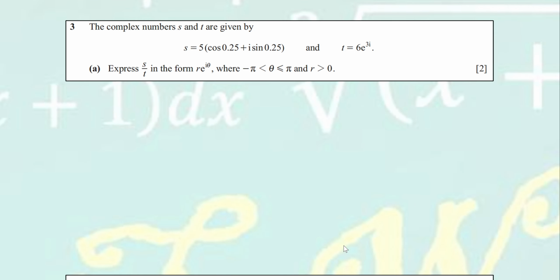Okay, now number 3. The complex numbers s and t are given. The s is in polar form and the t is in Euler form. Now (a): express s over t in the form re^(iθ), that is Euler form, whereby theta is between minus pi and pi and r is greater than 0. Since you need to leave your answer in Euler form, I can just express my s in Euler form.